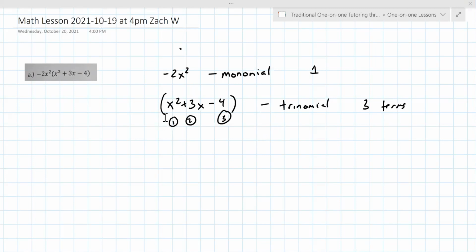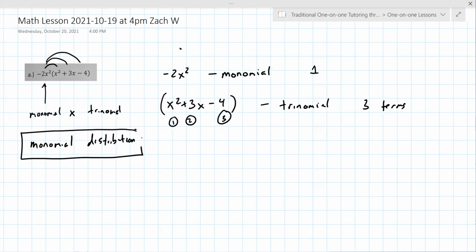Okay. All right. So in terms of what this is, this is a monomial times a trinomial. That's how you would look for that on your exam. Now, it doesn't say that specifically. It actually labels this as monomial distribution, which these are actually the same. The reason it's distribution is you're multiplying it to all 3. So that's the correct label here for letter A.